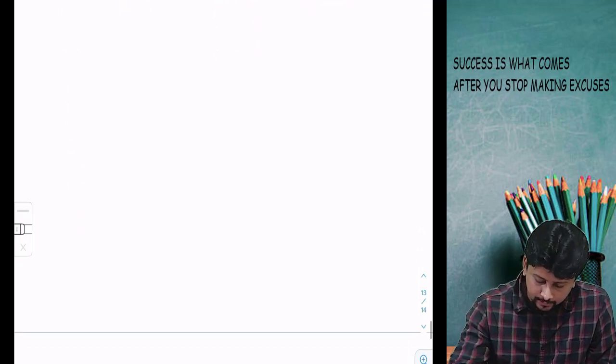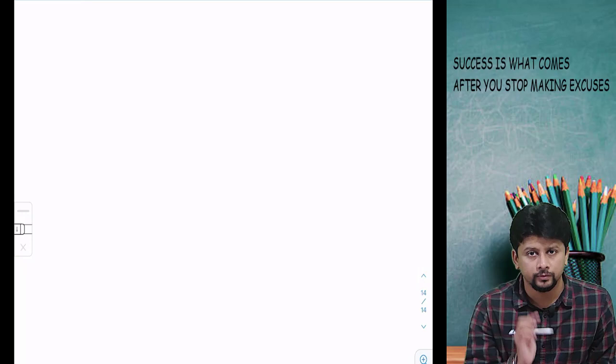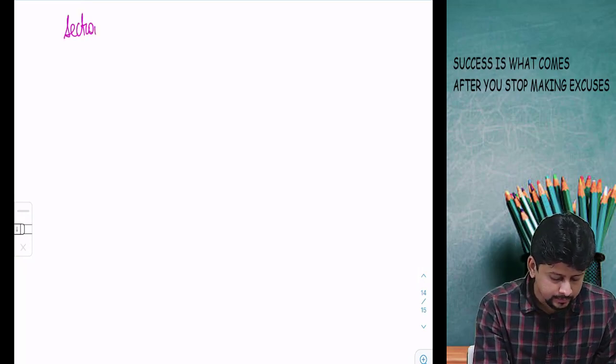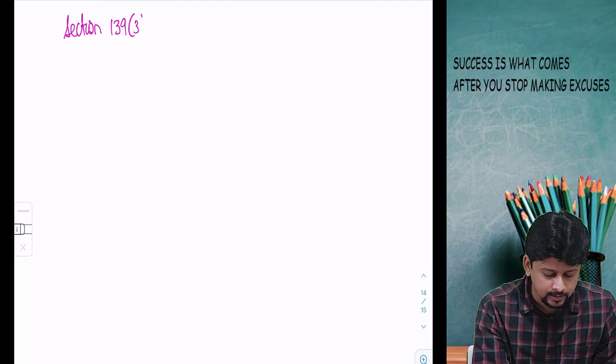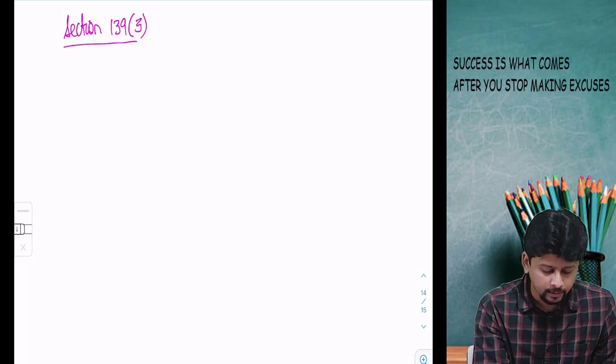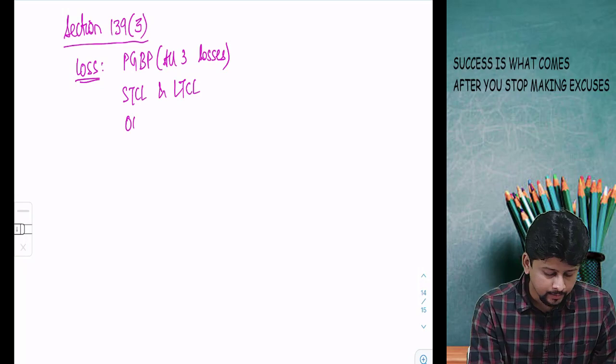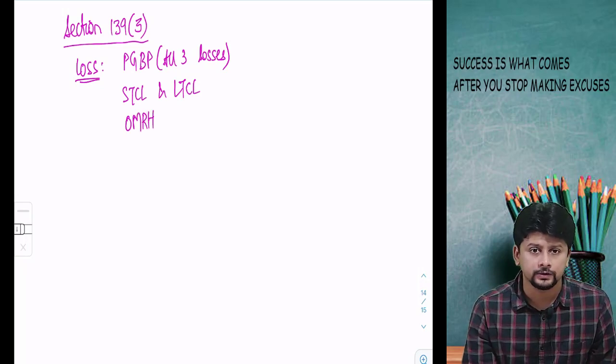Okay, another section that is worth discussing, it is something very easy and I'm pretty sure the moment I write this you will remember. The section is section number 139.3. Now the moment you see 139, it means we are talking about filing of return. This section is applicable to loss under the head PGBP. All 3 losses are covered: speculation, non-speculation, specified. It is applicable to short-term and long-term capital losses and loss under the activity of owning and maintaining racehorses.